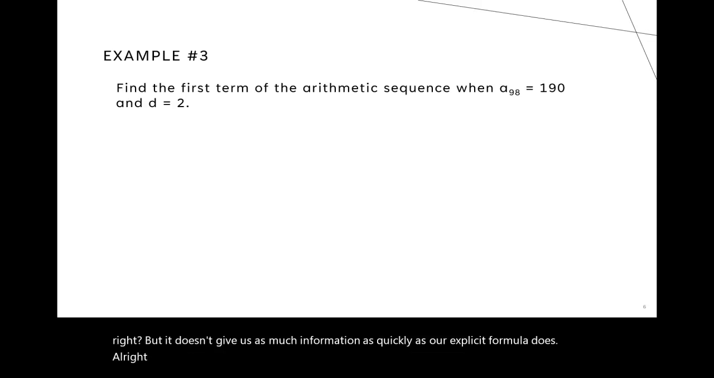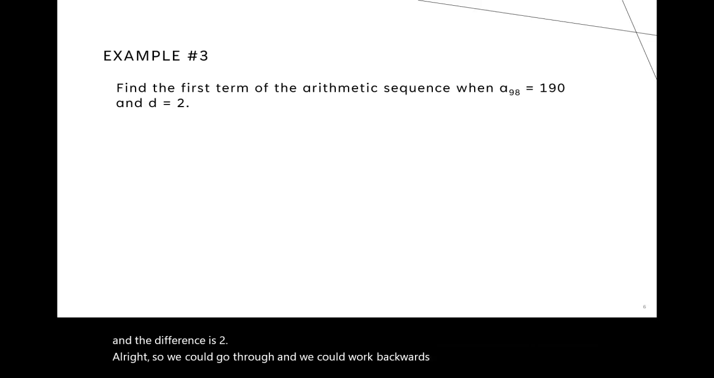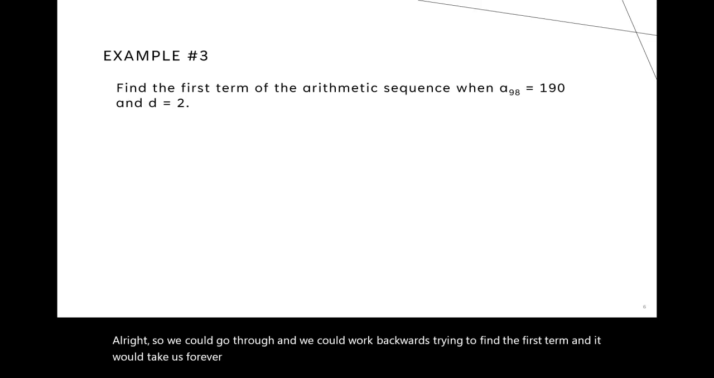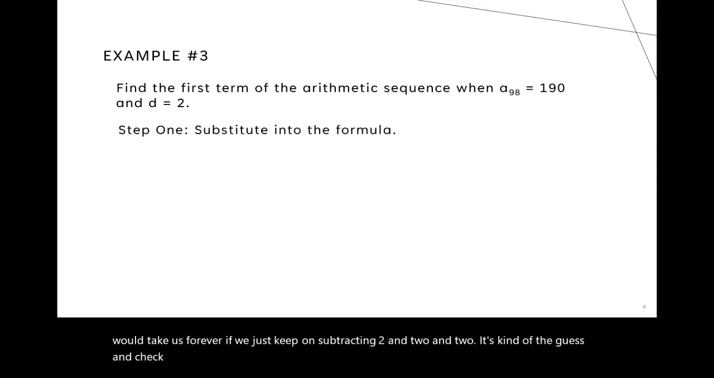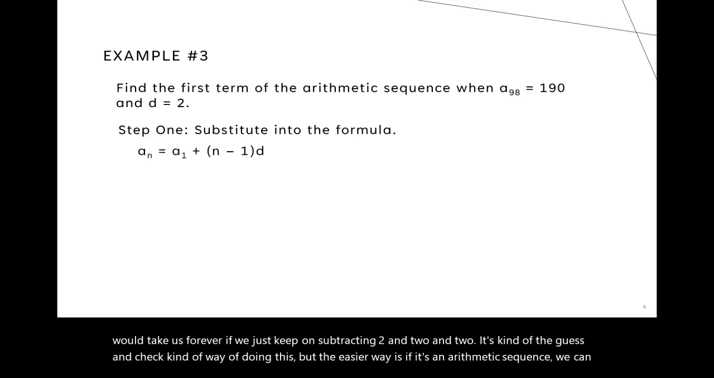Example 3, find the first term of the arithmetic sequence when the 98th term is 190 and the difference is 2. We could go through and work backwards to try and find the first term, and it would take us forever if we just keep on subtracting 2 and 2 and 2. It's kind of the guess and check way of doing this. The easier way is, if it's an arithmetic sequence, we can substitute into our formula.